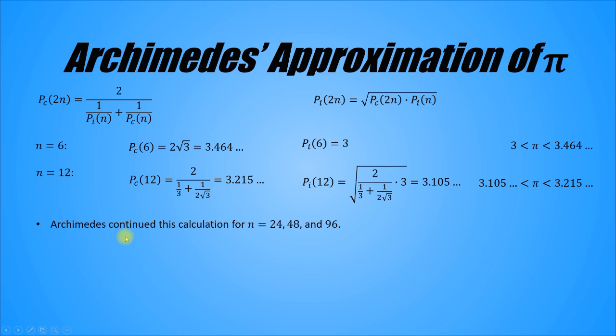Archimedes continued this process for n equals 24, 48, and 96. So he doubled the number of sides 3 more times. He doubled the 12 to get 24, doubled the 24 to get 48, doubled the 48 to get 96, and there he stopped. Now, he did all this by hand. We're not going to do that. We're going to turn to an Excel spreadsheet right now.